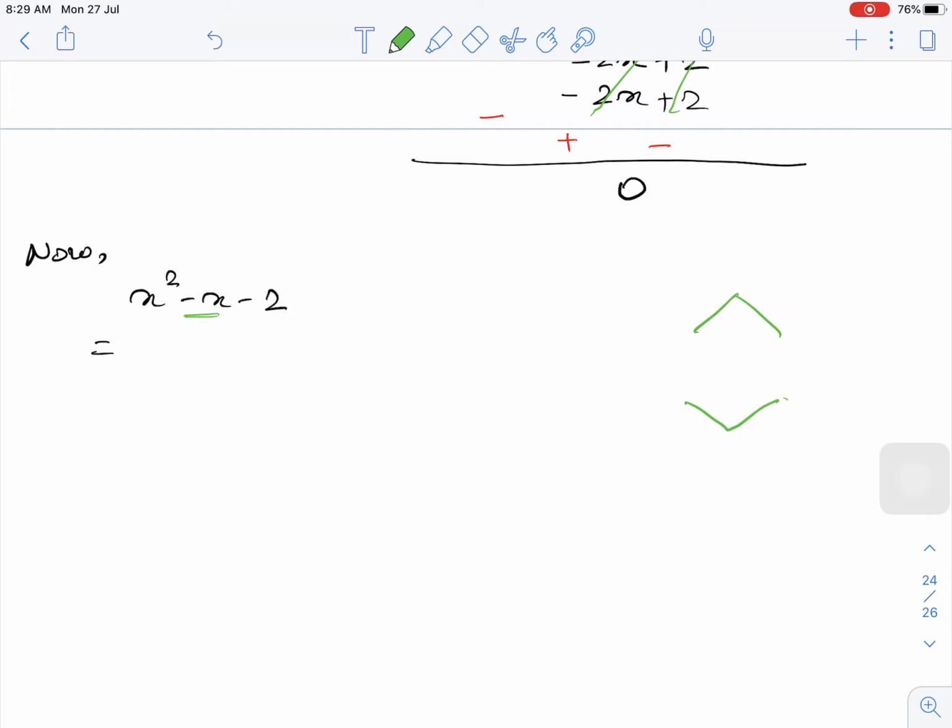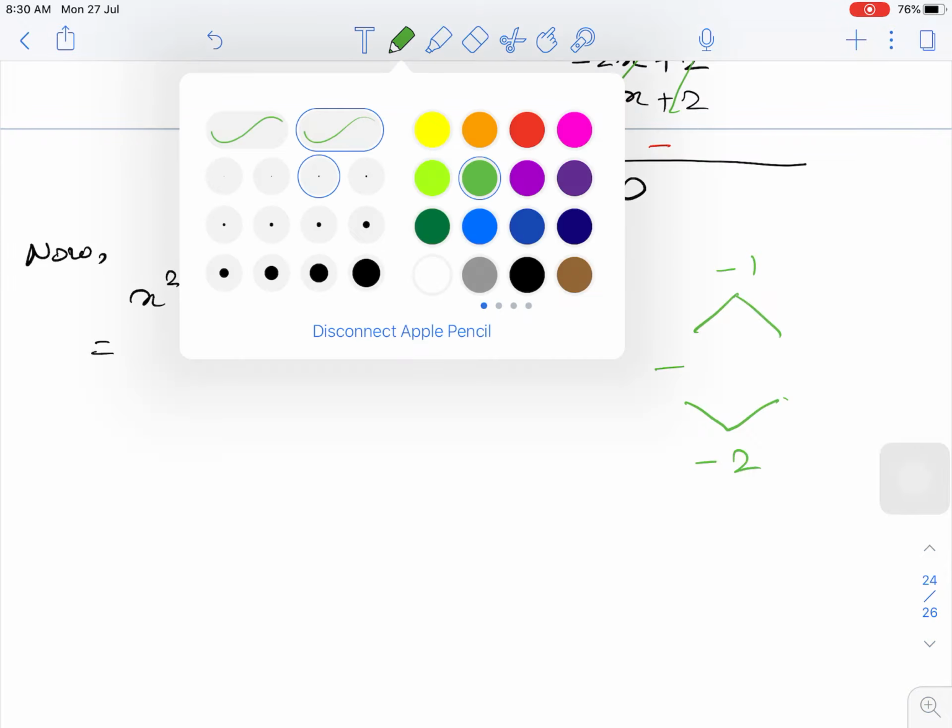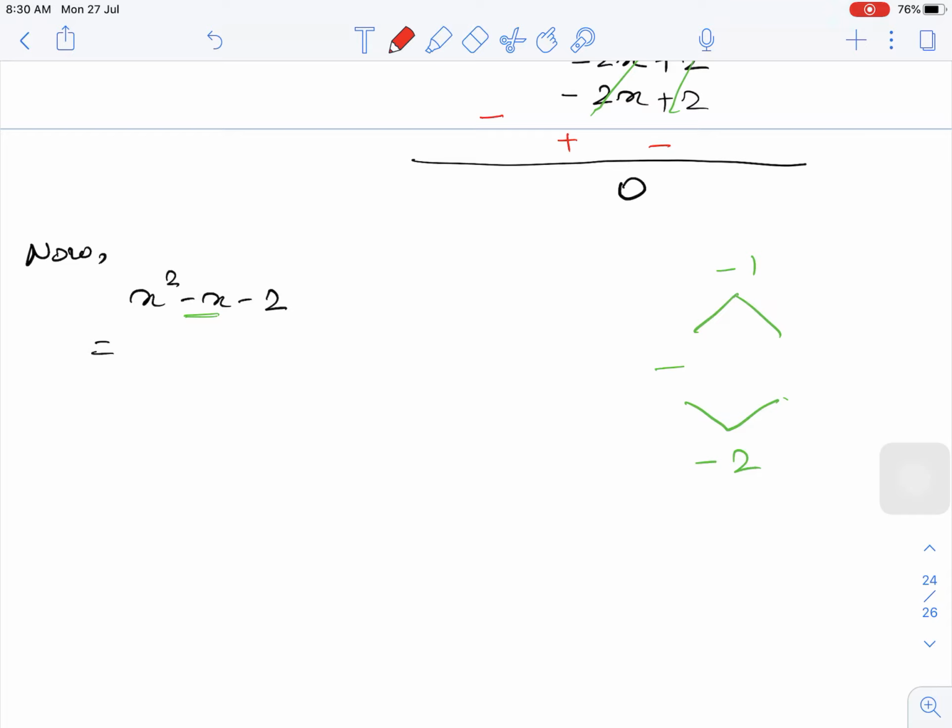Here, what is the coefficient of the middle term? It is -1, so we write -1 here. We multiply the coefficient of x square with the constant term: plus into minus will become minus, and 1 into 2 will become 2. Now here we are having a minus sign, so we consider that the greater number should have the minus sign. Now minus into plus will give you minus.